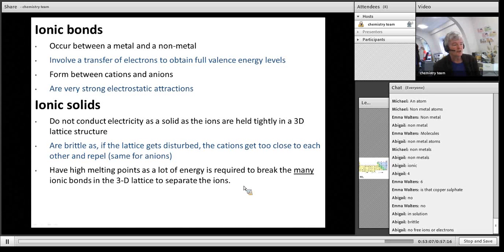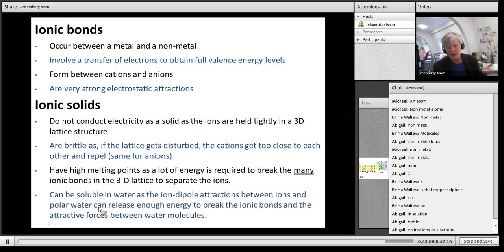And then the last one is the solubility. Now, not all ionic salts are soluble, of course. In fact, the more highly charged they are, or the smaller the cation or anion, the less likely it is to dissolve.